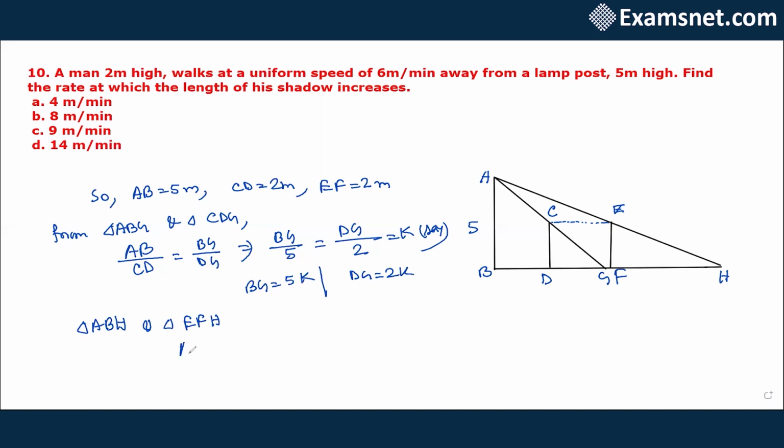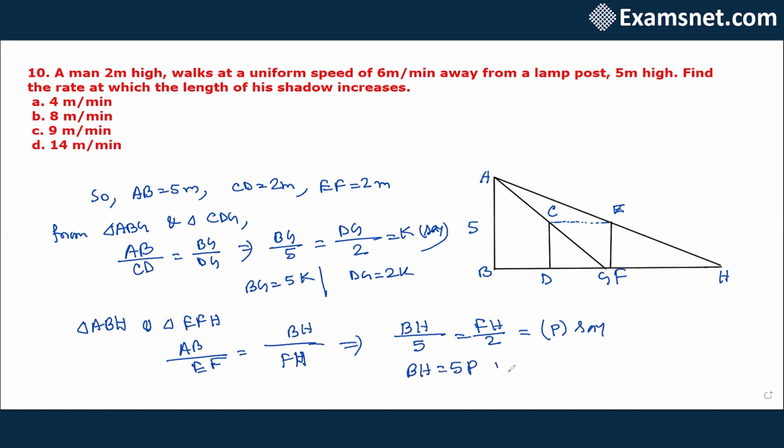So we can write AB by EF equals BH by FH. The ratios will be equal. So from here, we can write that BH by 5 equals FH by 2K. And again, we will assume a ratio constant, let's say it P. So we will get the value of BH as 5P and the value of FH as 2P.